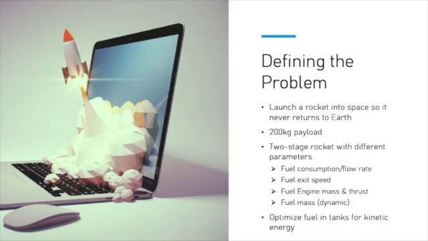So with this assignment, our goal is to launch a rocket with a payload of 200 kilograms into space so that it never returns to Earth. We will be using a two-stage rocket design, where the second stage begins as soon as the first stage runs out of fuel. We want to optimize the amount of fuel in both tanks, where the rocket will have the greatest kinetic energy as it leaves the atmosphere. And then the fuel mass is what we will be computing based on the parameters that we're given and the model that we develop in FlexPDE. We also have a maximum budget of $3 million.